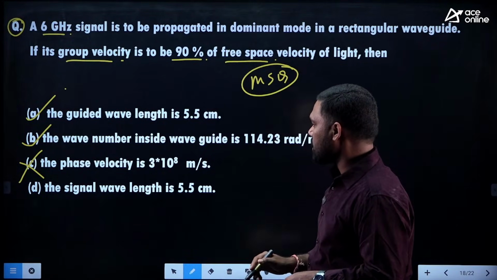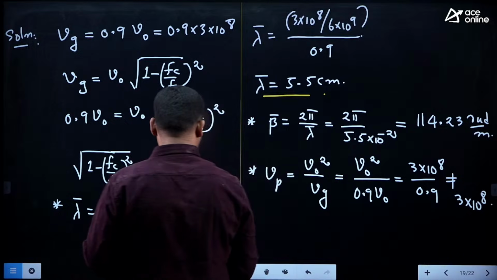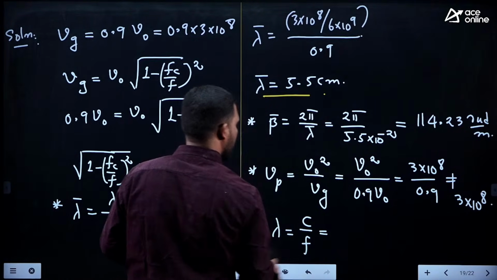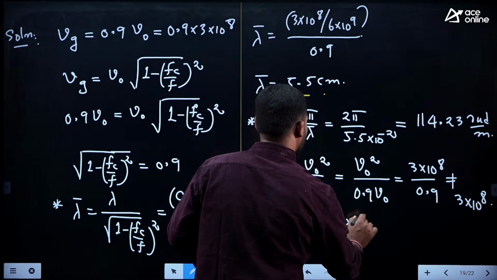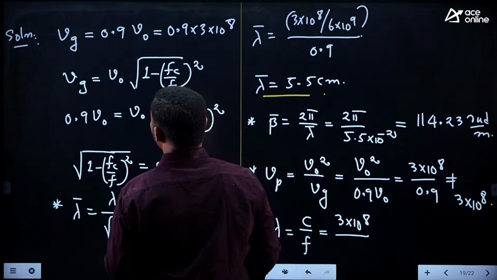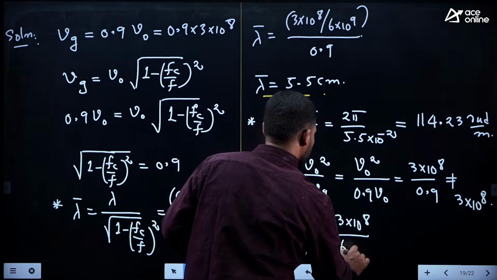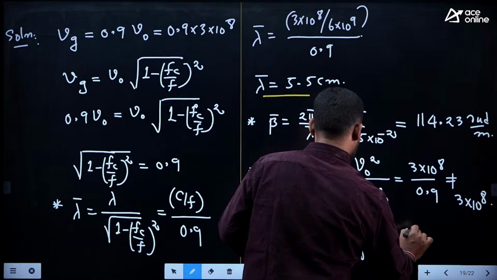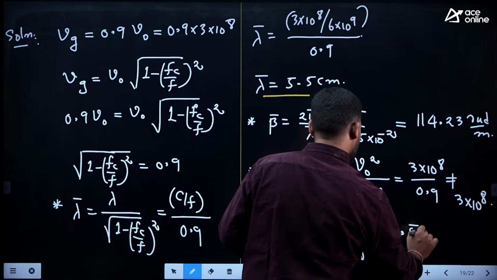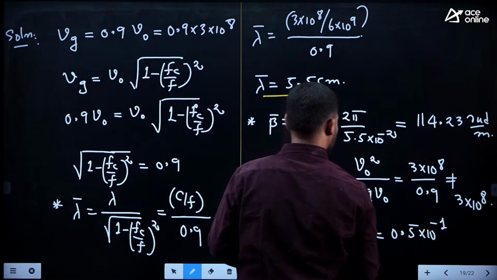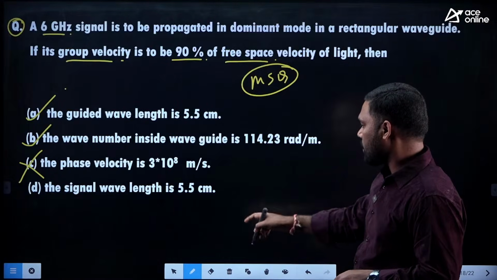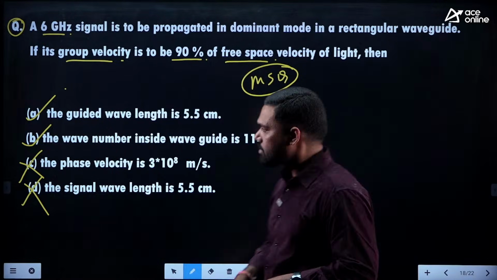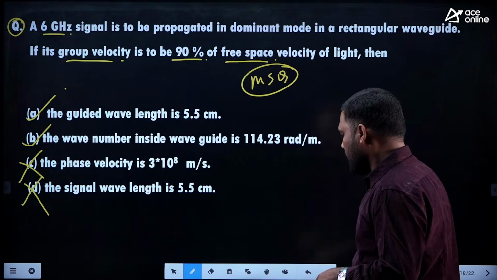Next, the signal wavelength is 5.5. No, it is wrong. What is the signal wavelength, guys? Lambda is equal to C by F, which is 3 into 10 to the power of 8 divided by the operating frequency, 6 into 10 to the power of 9. It is 0.5 into 10 to the power of minus 1. This is 5 centimeters actually, he said 5.5, so it is wrong. Options A and B are correct. MSQ again.